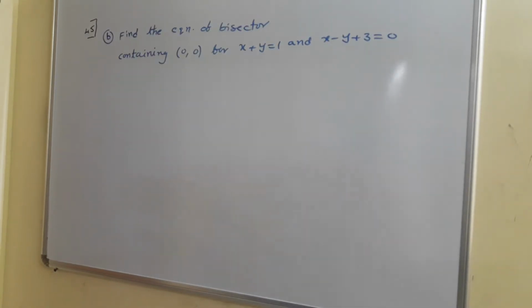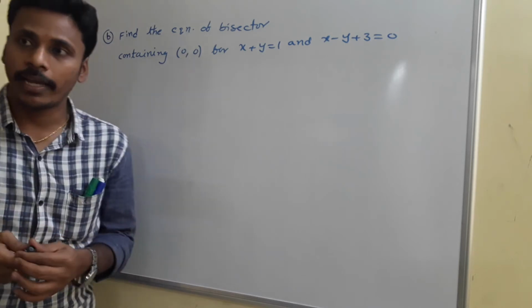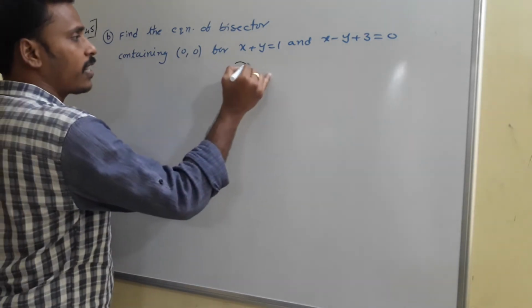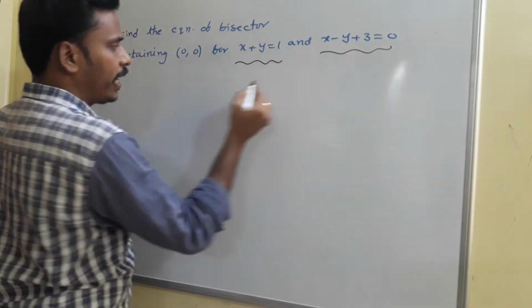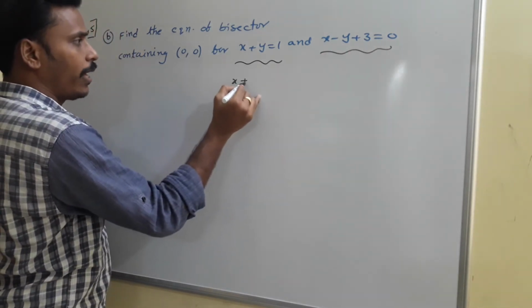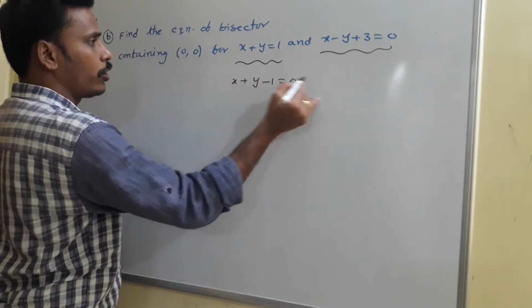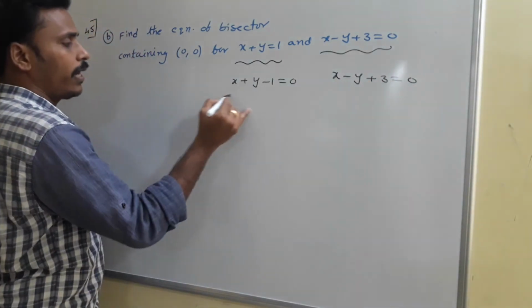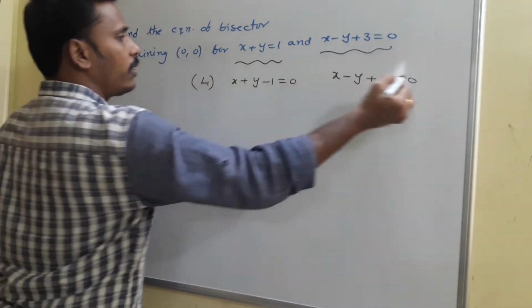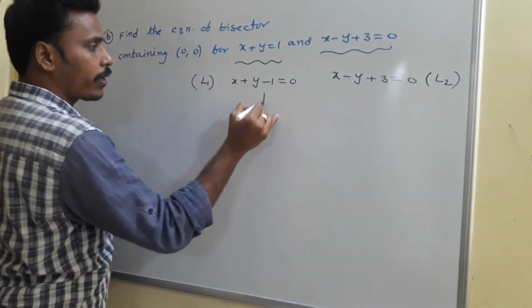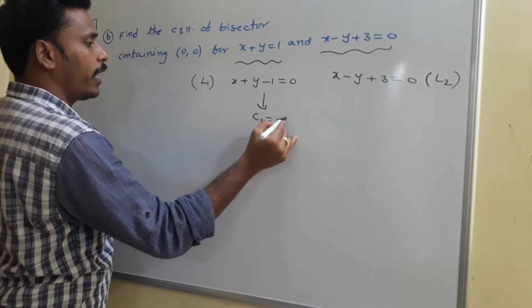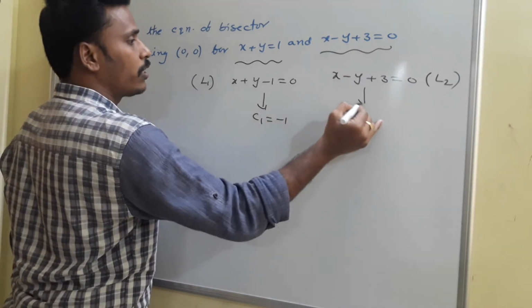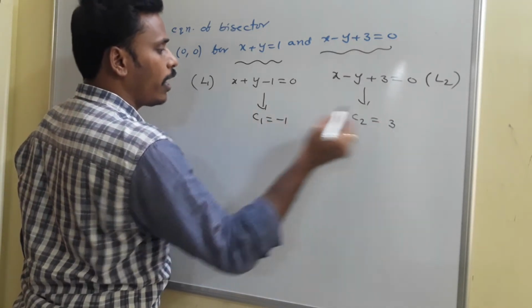So we need to find the equation of the bisector containing the origin for the lines x + y = 1 and x - y + 3 = 0. Have a look at this. The first line is L1: x + y - 1 = 0, and the second line is x - y + 3 = 0. Take the first line as L1 and the second line as L2. From the first line, C1 is minus 1, a negative number. And from the second line, C2 is equal to 3, a positive number.